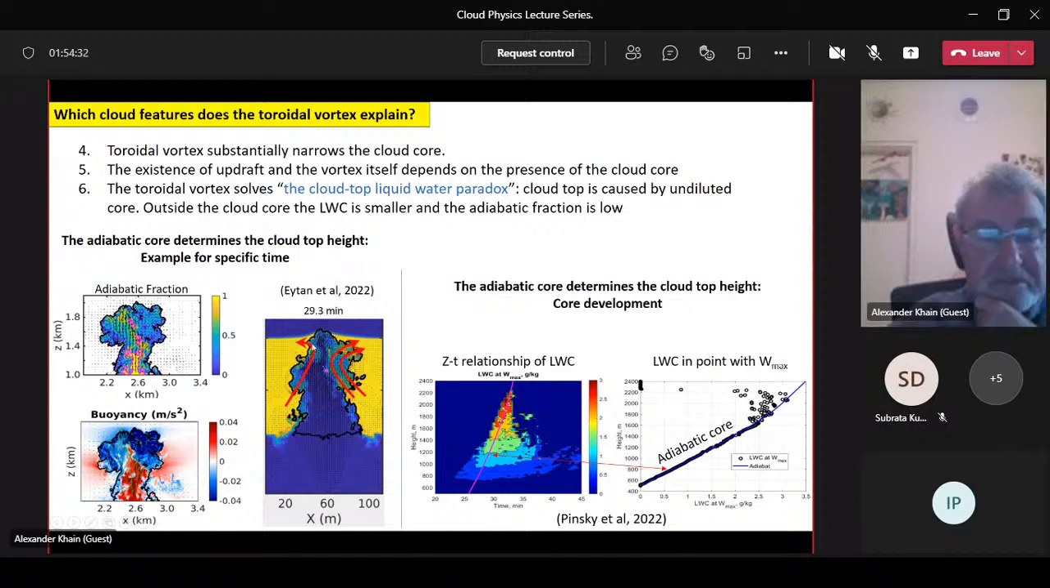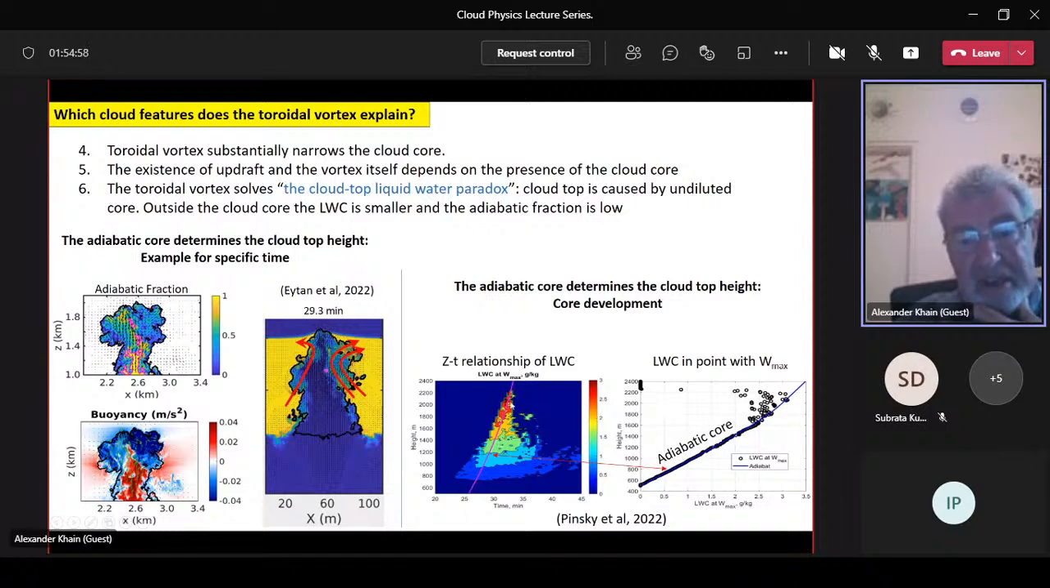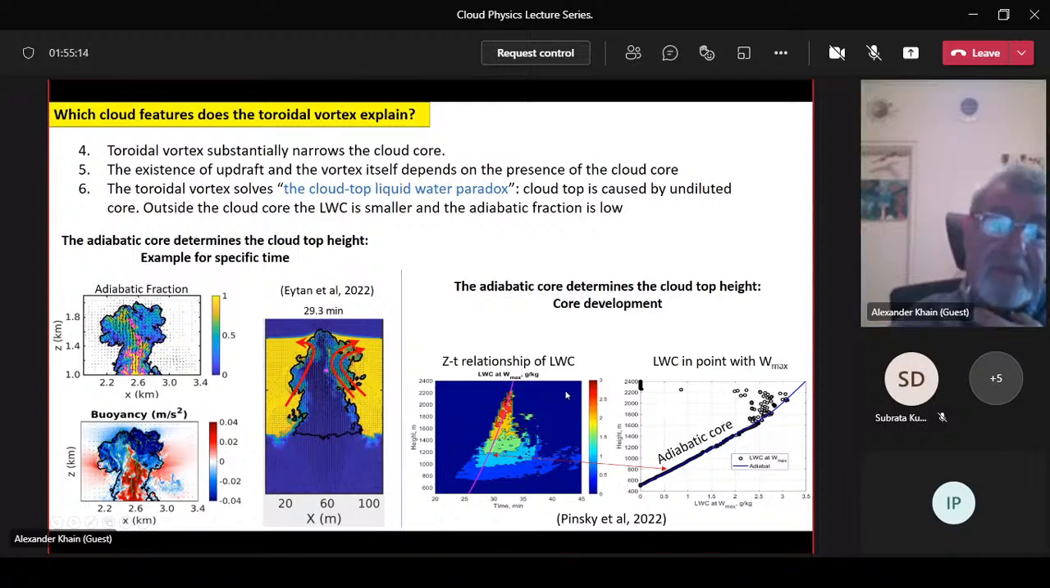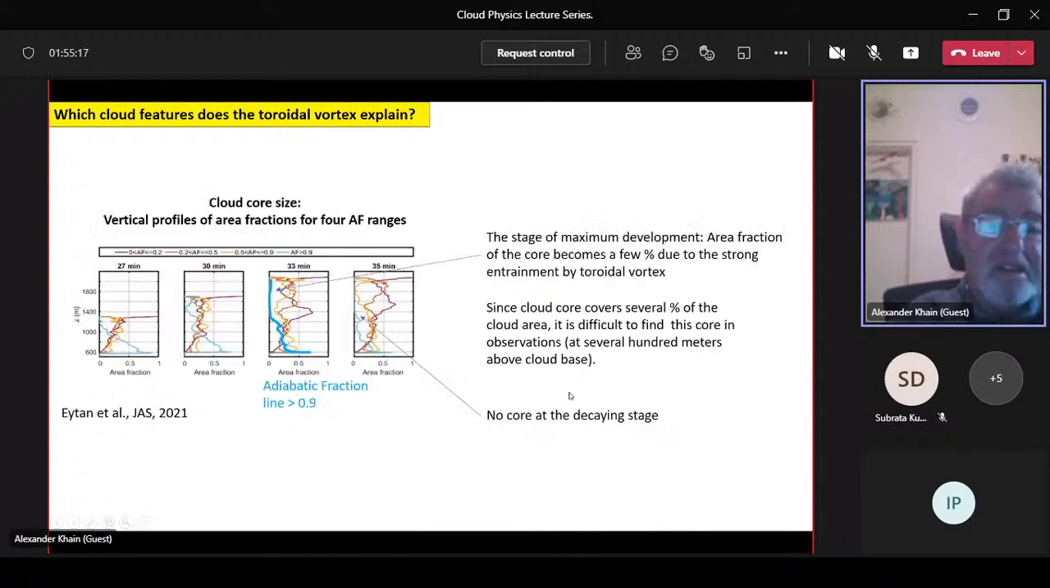The same we see in our other LES simulations that we present here. Here is the height, this is the time, this is the liquid water content. And we see the ascent along this line, the ascent of maximum velocity. This is the line along which the toroidal vortex ascends. And along this line, we have the adiabatic core. This is adiabatic liquid water content.